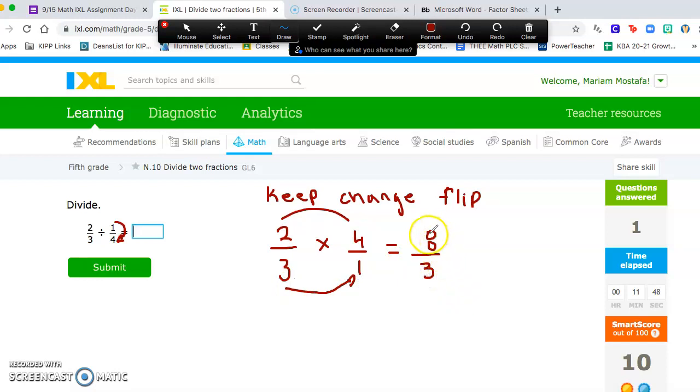And the greatest common factor between 8 and 3 is 1, so we don't need to simplify. Your answer would be 8/3. And that's all you do. So remember, you keep, change, and then flip. Don't forget to flip it at the end right here. That's why I put the arrow so that we remember. And there you go.